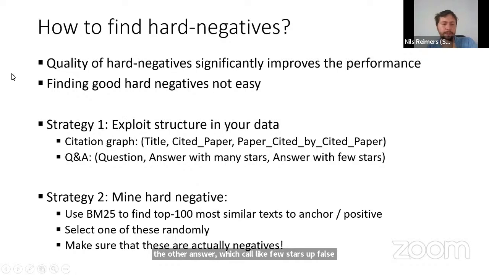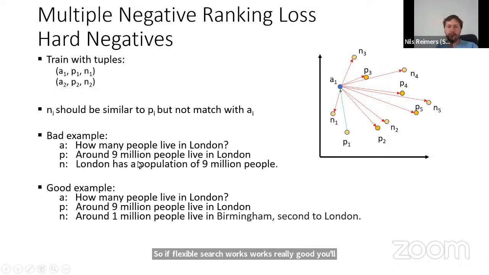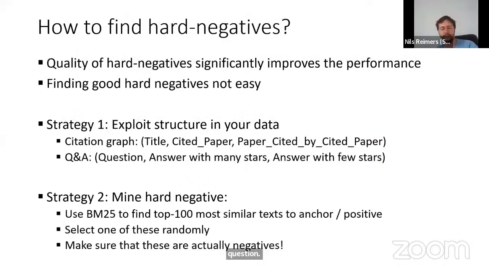And strategy two, if you're missing such structure in your data, is to mine hard negatives. You can use BM25 or some other retrieval technique to find the top 100 most similar texts to the anchor, and then you can select one of these randomly. But here it's a challenge. If lexical search works really well, you often get negatives which are not negatives, so which are other valid answers to the anchor, to the question. And this really hurts the performance of the model. So there's a lot of research going into how you can get good hard negatives, because they significantly improve the quality of your model.